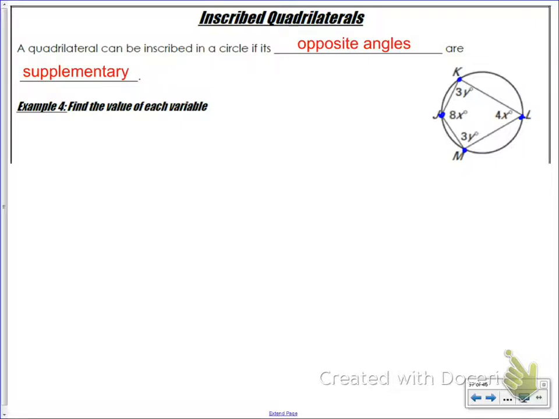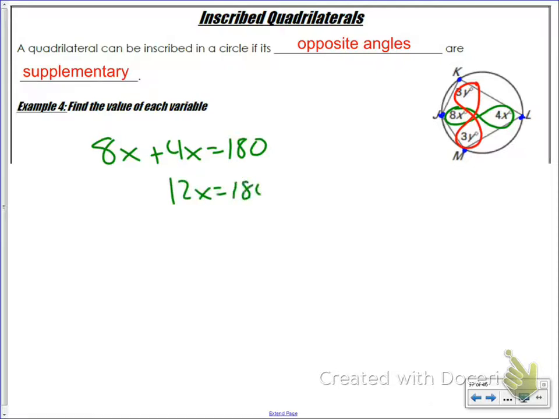And we want to find the value of each variable. So I've got 8x and 4x are opposite angles. And I've got 3y and 3y are opposite angles. And they'll be supplementary, so we'll just go ahead and add them up. So 8x plus 4x will equal 180 degrees. Combine like terms, you get 12x equals 180. Divide both sides by 12. And x is going to equal 15.